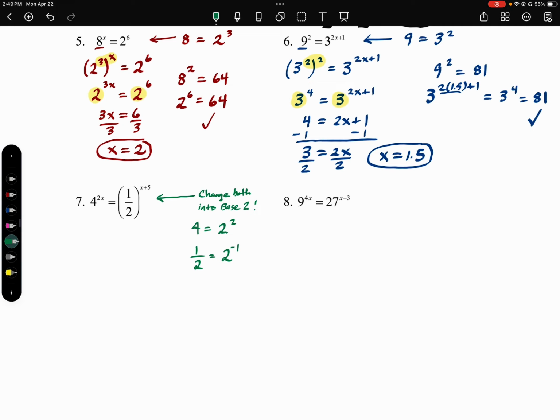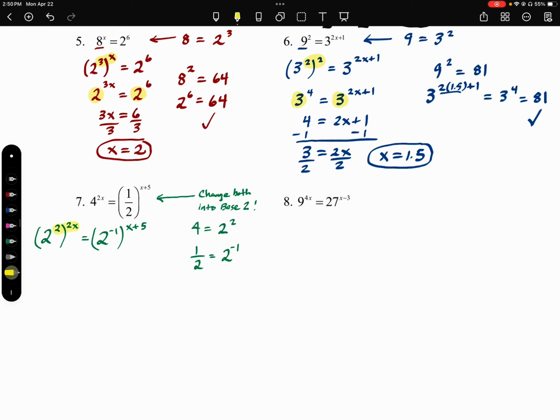Remember, it's like repeated division. So 1/2 is the same thing as 2 to the negative first, and 4 is the same thing as 2 squared. Let's substitute those in to see what we now have. So instead of 4, I'm going to say 2 squared to the power of 2x. And instead of 1/2, I'm going to say 2 to the negative first power, and then I'm going to raise it to the power of x plus 5.